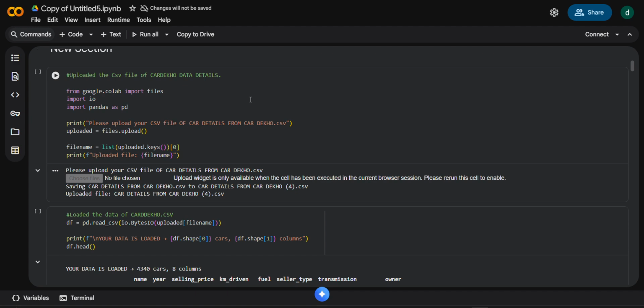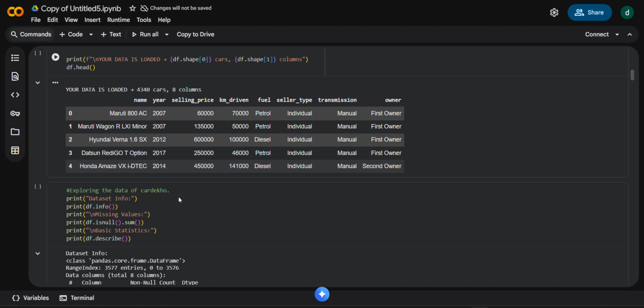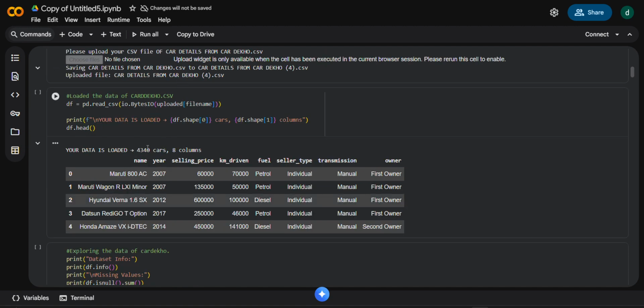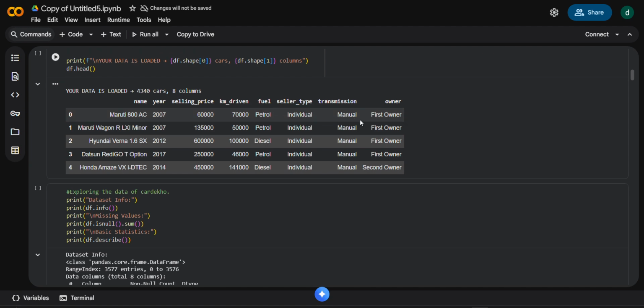The first step I performed was uploading and loading the dataset. I uploaded the CarDekho CSV file into Google Colab. After uploading, I read the dataset using pandas and confirmed that the file was successfully loaded by viewing the number of rows and columns. This gave me the initial structure and size of my data. Here the data has been loaded and I can see the table of cars, their selling price, kilometers driven, fuel, seller type, transmission, and their owners.